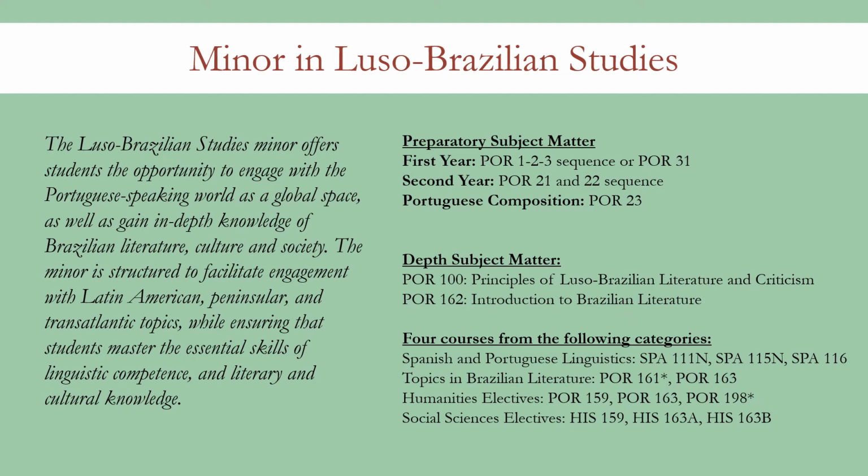We also, in the Spanish and Portuguese department, offer a minor in Luso-Brazilian Studies, which is our Portuguese minor. The requirements for this: your first year, you would take Portuguese 1, 2, and 3. Unless you were a Spanish native speaker, you would take Portuguese 31. And then all of you would take 21, 22, 23. And then you would start the depth subject matter, the upper division Portuguese courses, which include 100, 162, and then 4 courses from the following categories.